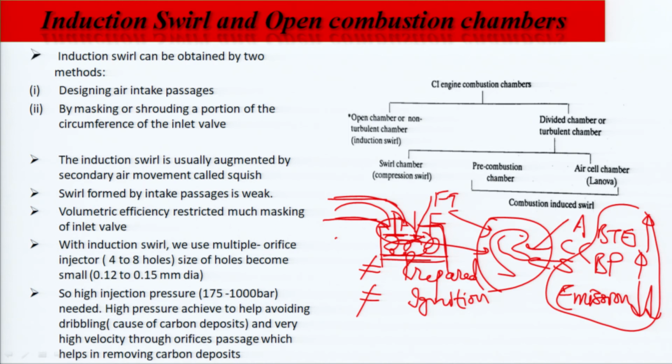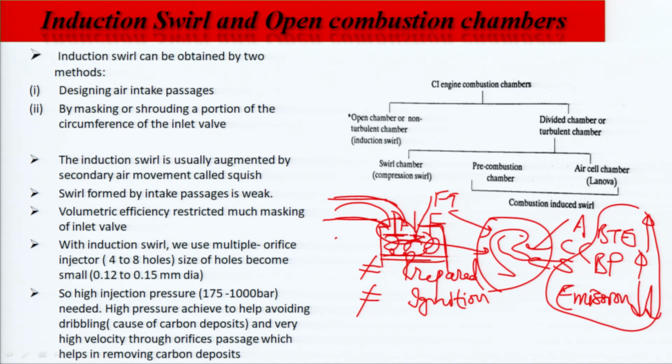With induction swirl, we use a multiple orifice injector, because that injector may be single nozzle type or multiple nozzle type. In that case, because the volumetric efficiency is less, that is why we use a multiple orifice type of injector, meaning 4 to 8 holes, and the size of holes becomes small, because we are using a number of holes. So, we need high injection pressure in this case, to help avoid dribbling, the cause of carbon deposit, and very high velocity through the orifice passages helps in removing carbon deposit.